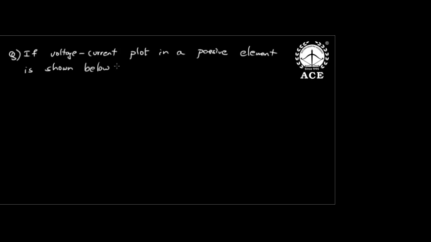I want everyone to again attempt this. The question is: if the voltage current plot in a passive element is shown below, then the component is dash.